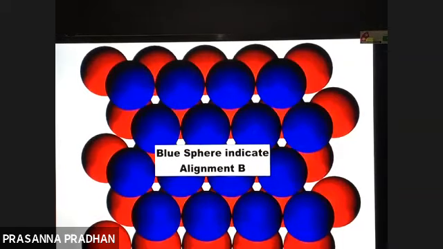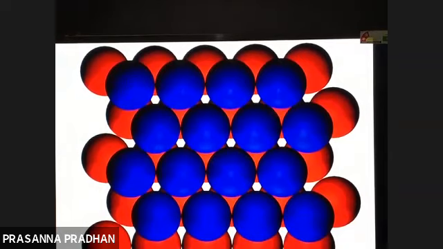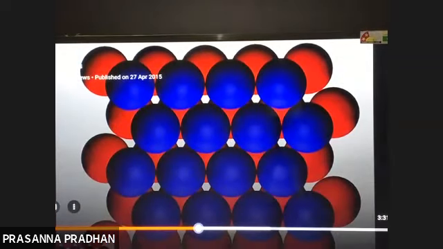You can only place on some of them. So how does it look? Let us see. The spheres of the second layer are blue in color, which indicates that this layer has a different alignment. This alignment is called B. Okay, now look.